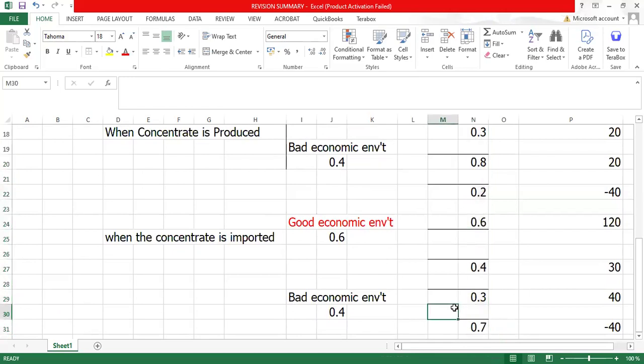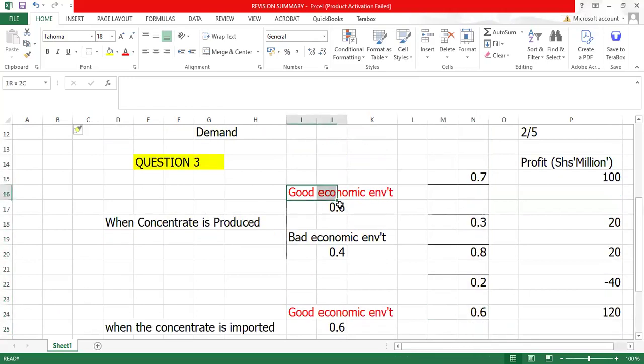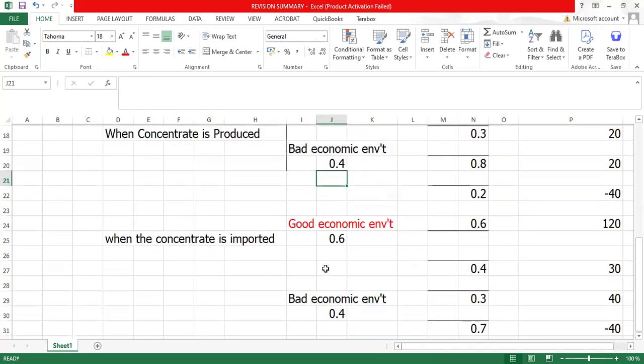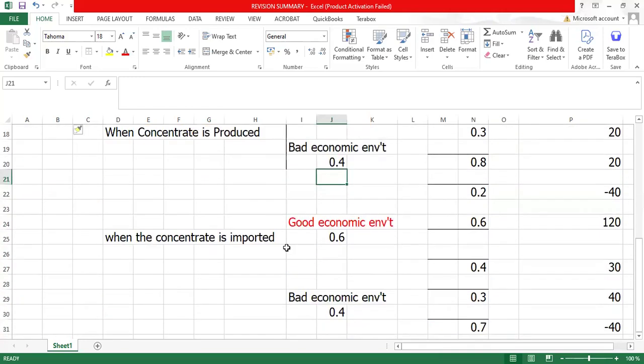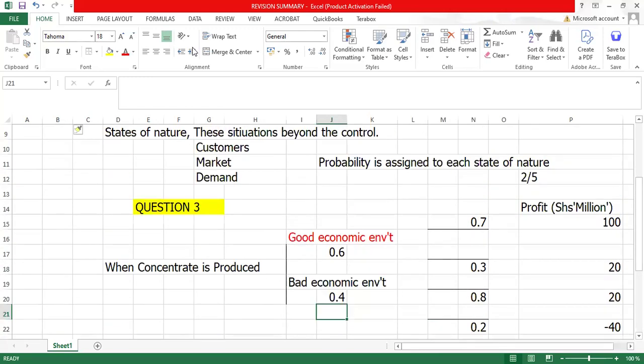These ones can change. But here, the environment cannot change. It's either good or bad, but it cannot change. Whether you import or produce, you are going to operate in that environment. Is it okay? It's okay now.